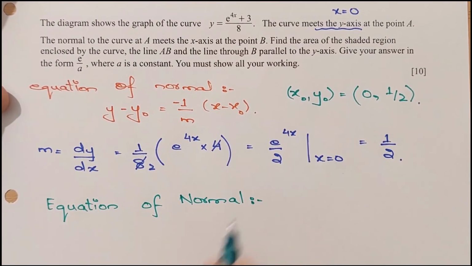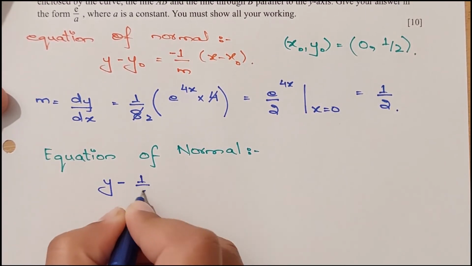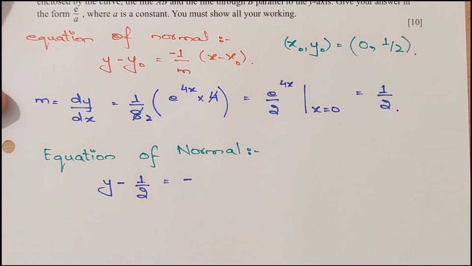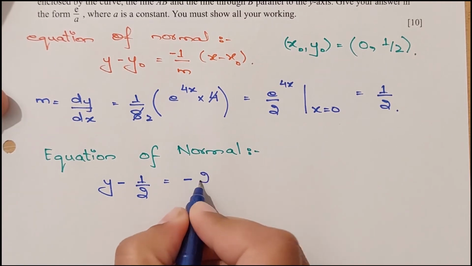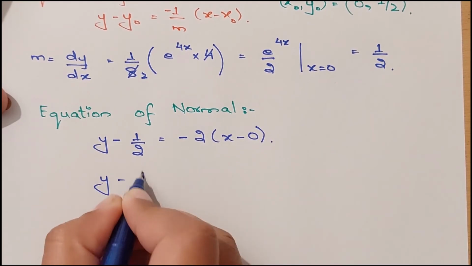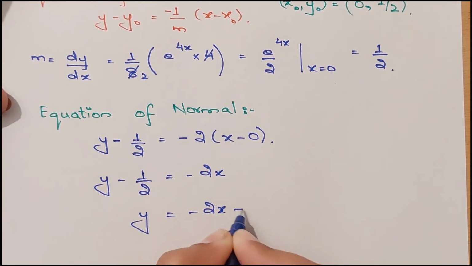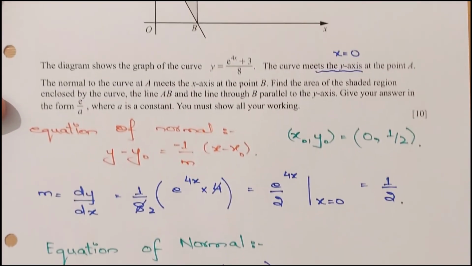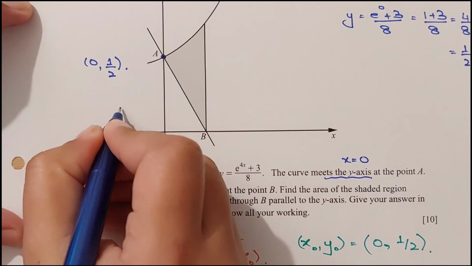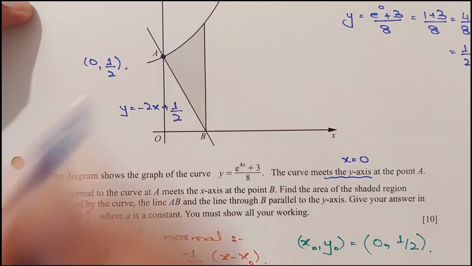Let me find out the equation of normal. So the equation of normal we have is y minus y naught is equal to negative 1 over m times x minus x naught. 1 over m is 1 over 1 by 2, so this is just negative 2. So y minus 1 by 2 is equal to negative 2x, and y equals minus 2x plus 1 by 2. So the equation of line AB is y equals minus 2x plus 1 by 2, and you can see the y-intercept is 1 by 2, right?